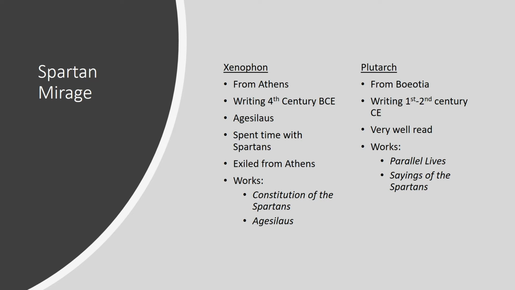Yet his most important works for us here are the Constitution of the Spartans and a biography he wrote, more of a eulogy really, to the king Agesilaus after the king died. That's Xenophon. On your right you have Plutarch. Plutarch was from Boeotia. He's writing in the 1st and into the 2nd century CE.